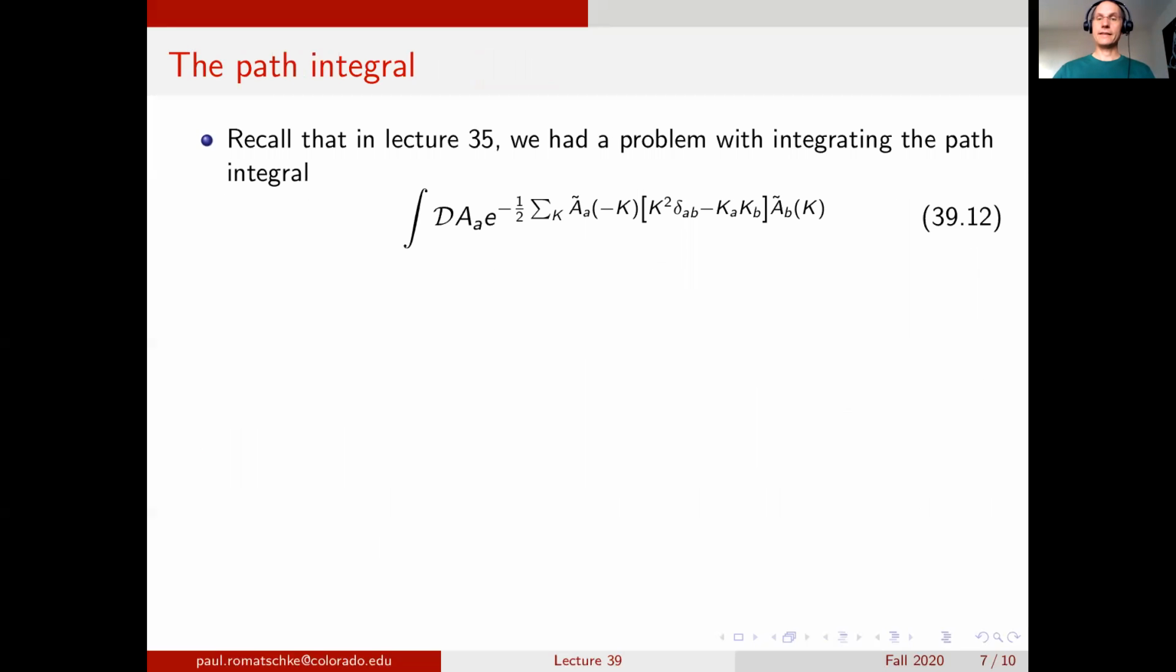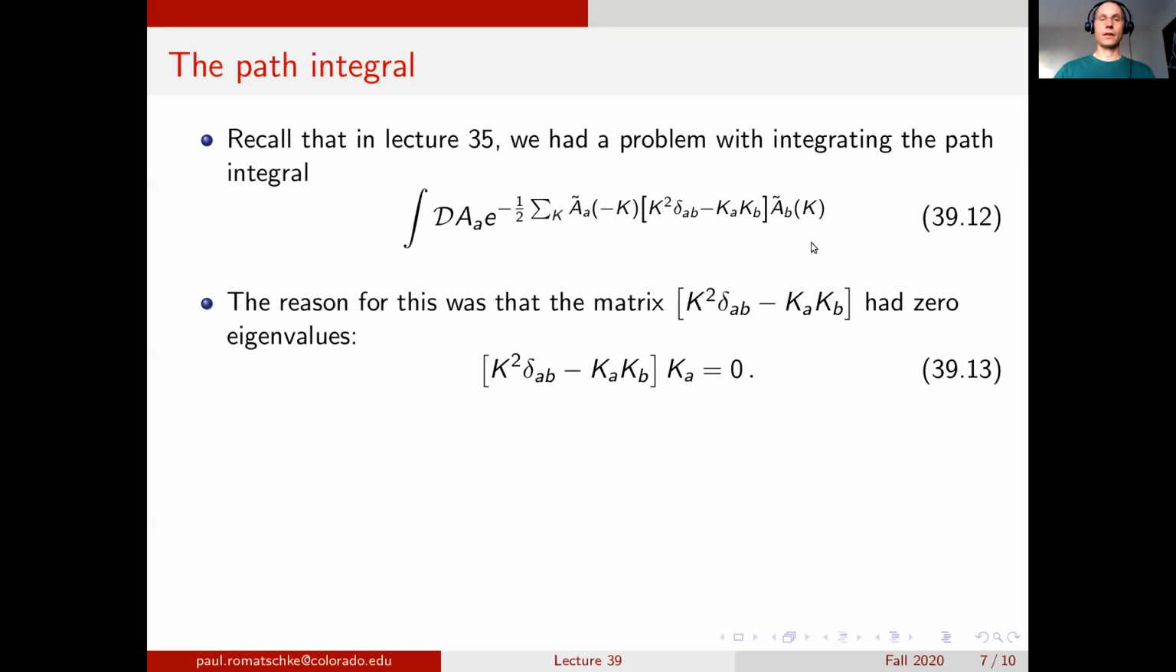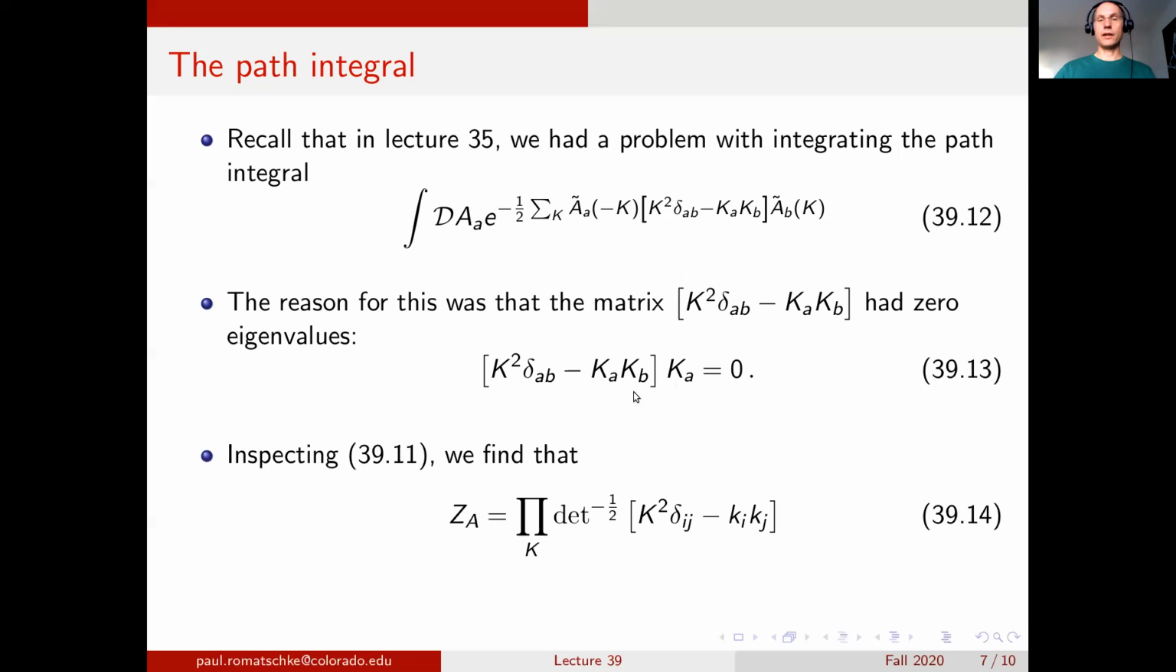So in lecture 35, we had a similar expression. We were integrating over all gauge field components, and we had an operator here, which is k squared delta AB minus ka kb. That was a problem because this matrix has a 0 eigenvalue. You can check that by contracting the matrix with vector ka, which gives 0. So ka is an eigenvector of this matrix with 0 eigenvalue. If you have a 0 eigenvalue, then the determinant of this matrix is 0. So the inverse determinant is not well defined. So that was the original problem for which we invented the gauge fixing.